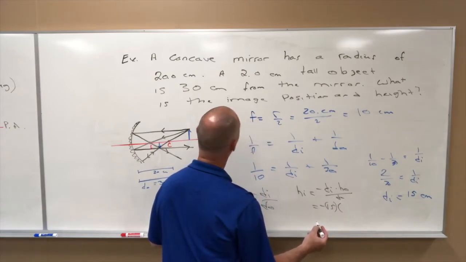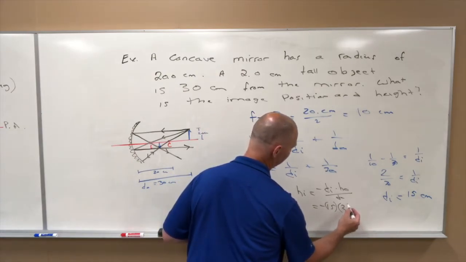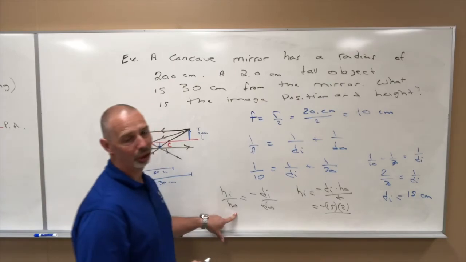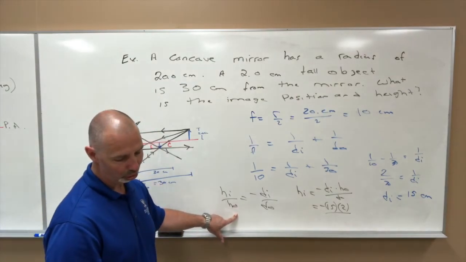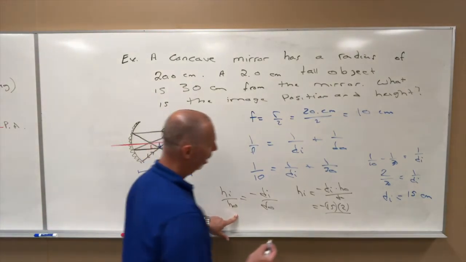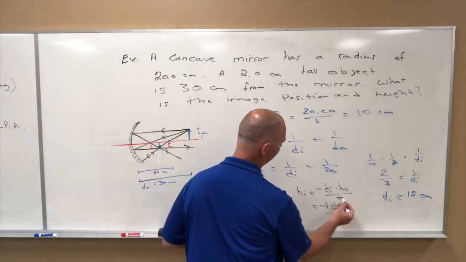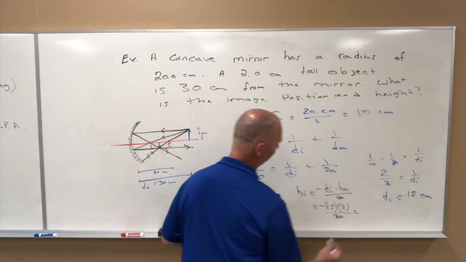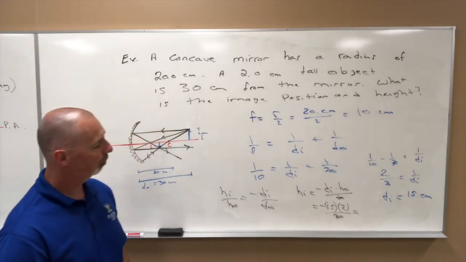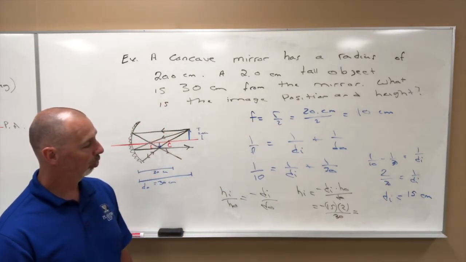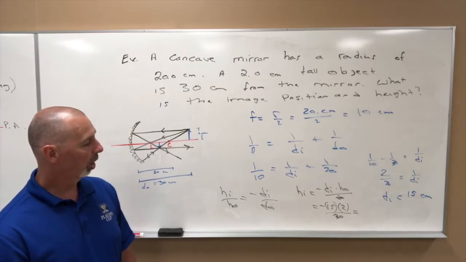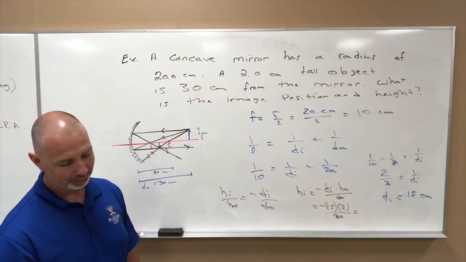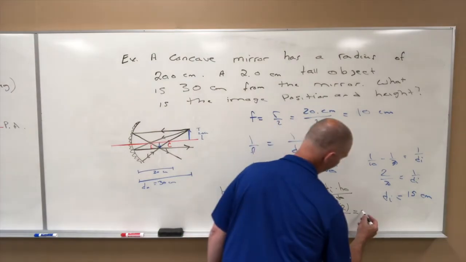And HO was 2. And you'll notice I'm leaving out the units. And again, you can feel free to leave out the units for this case as well. And we're dividing it by DO. And DO was 30. All right. And so negative 15 times 2 is negative 30. And 30 divided by 30 is obviously negative 1.